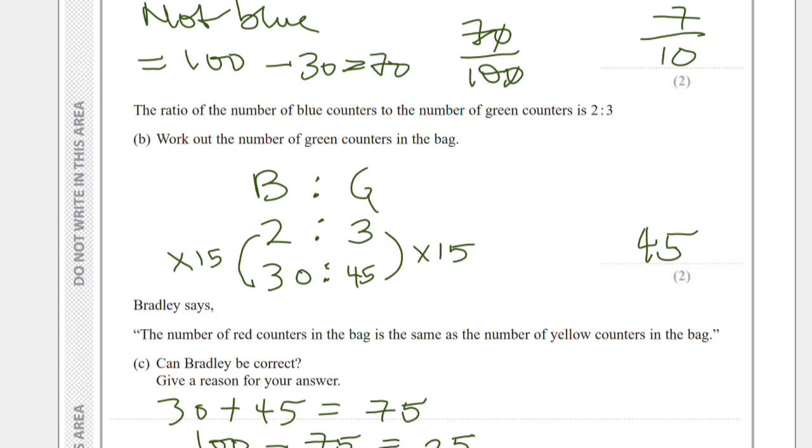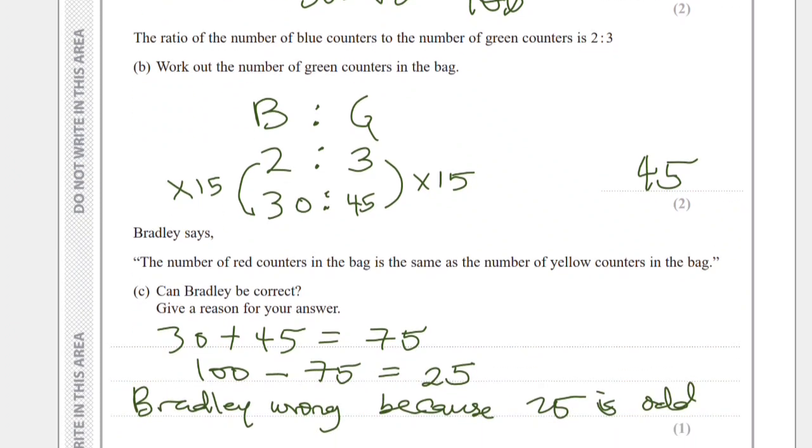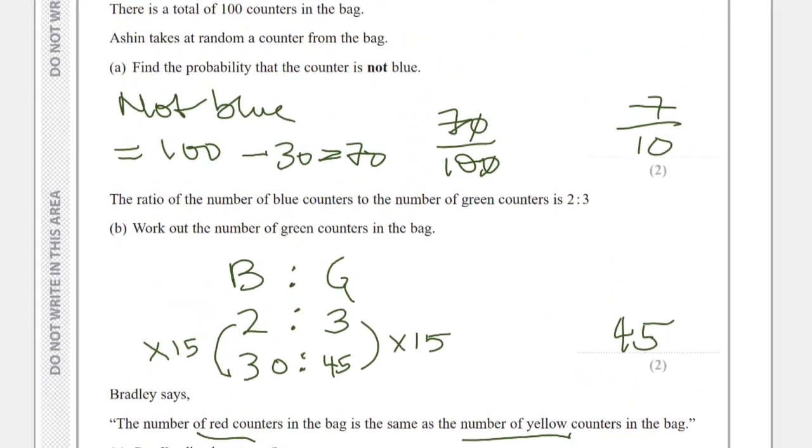because 25 is odd. Do you understand? Because for us to have the same number of yellow and red counters, the remaining counters have to be even, such that when we break them into 2, we have an equal number of counters. So in this case, we can have either 13 red and 12 yellow, or 5 red and 20 yellow, and so on. But it cannot be equal because 25 is an odd number. We cannot break them into 2 equal parts. Okay?